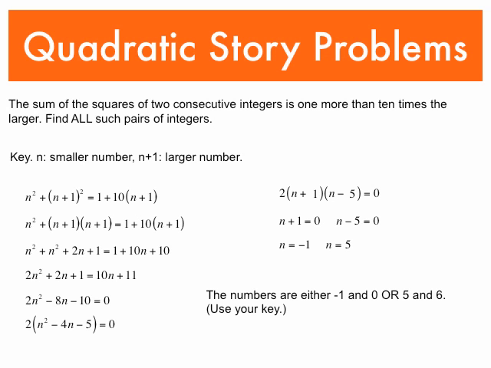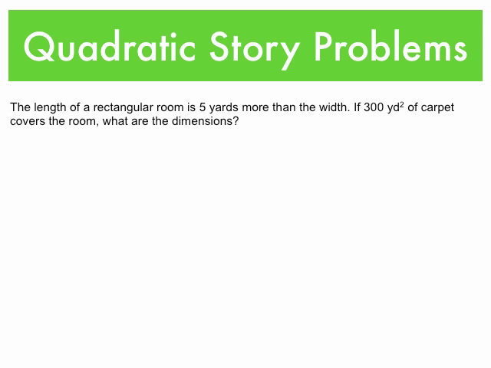Okay, we've got one more quadratic story problem example. The length of a rectangular room is 5 yards more than the width. If 300 square yards of carpet covers the room, what are the dimensions? So here's my room, there's my width, and there's 5 yards more than the width. It says the length is 5 yards more than the width.